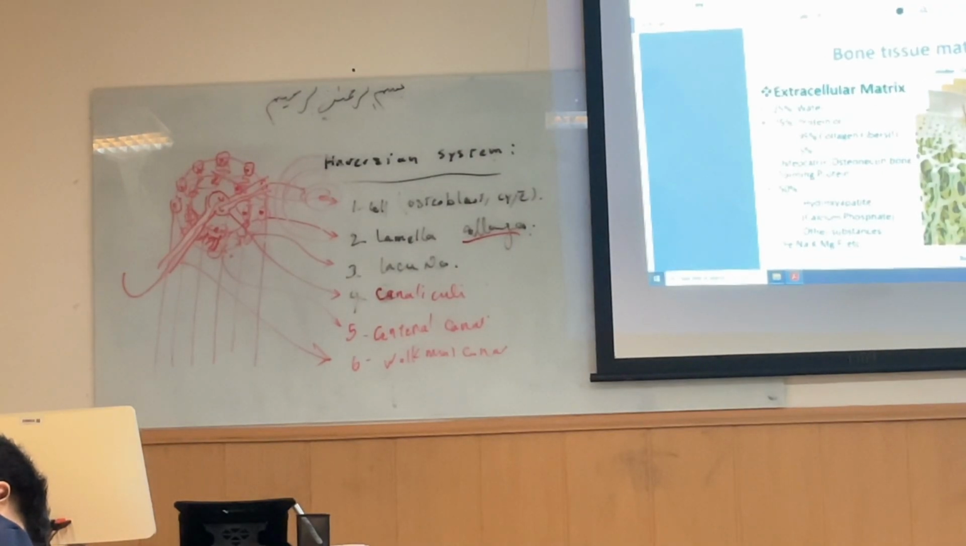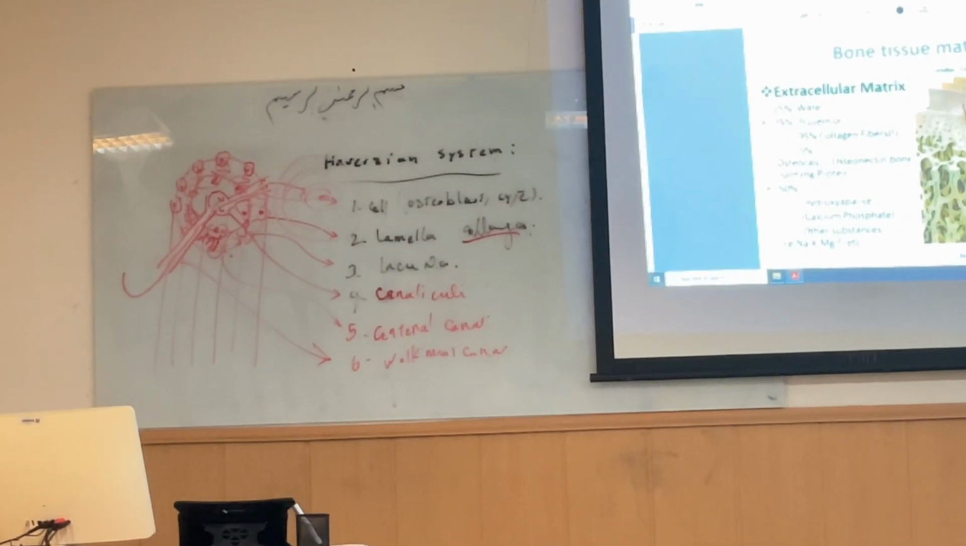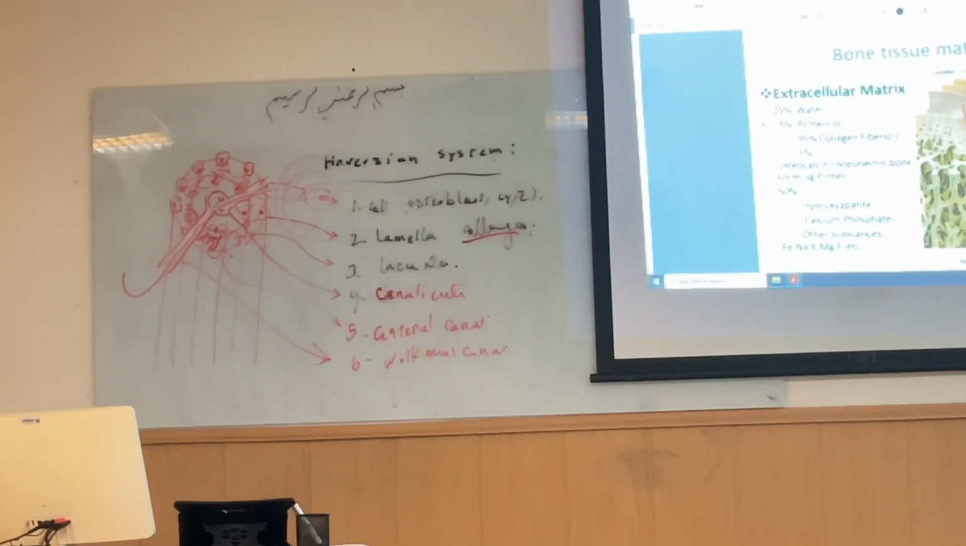This is the Haversian system. This is a lamella of outer bone tissue that continues to this tissue. Branches go to the Volkmann canal. The Volkmann canal continues to the central canal, and then goes to another Volkmann canal and to the central canal of the Haversian system in the inner part. This is the inner Haversian system. This is the outer Haversian system. Very good. This is the Haversian system.